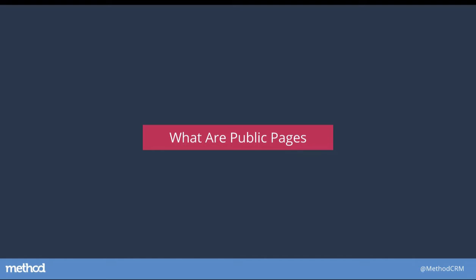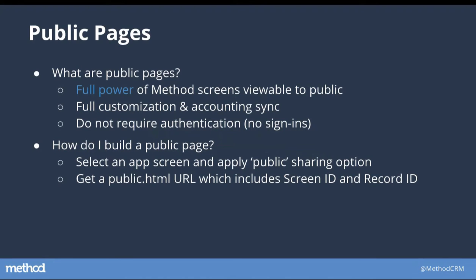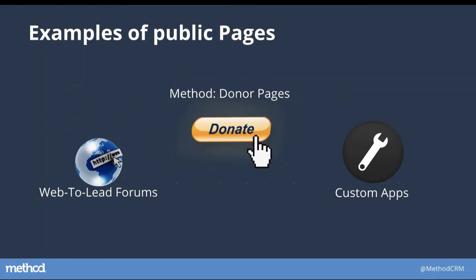The next step is public pages. These are pages that are available to anybody that do not require them to sign in as a user or as a guest. Examples of this are very common, and we'll show some of them. But what's important to understand here is these are still Method screens, so they have full customization abilities. They do not require authentication, so users can just click on a link and they are able to do all sorts of things. And you are able to customize that screen based on the unique needs of your business.